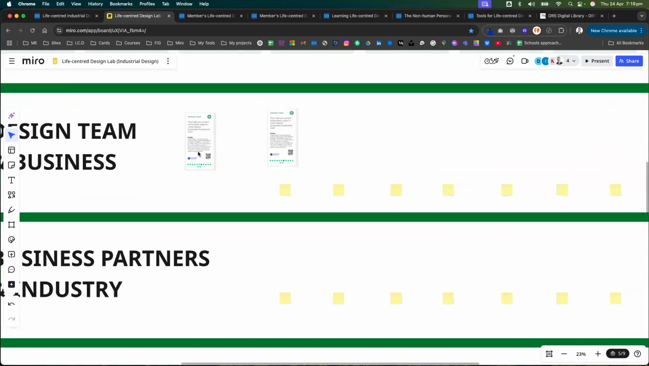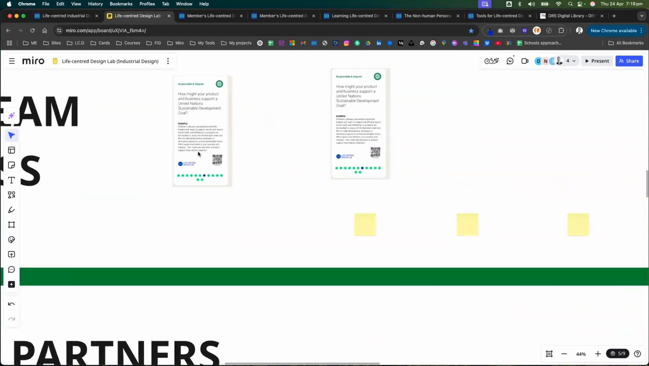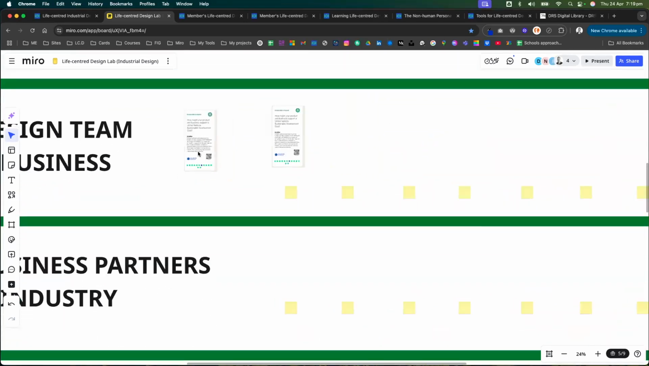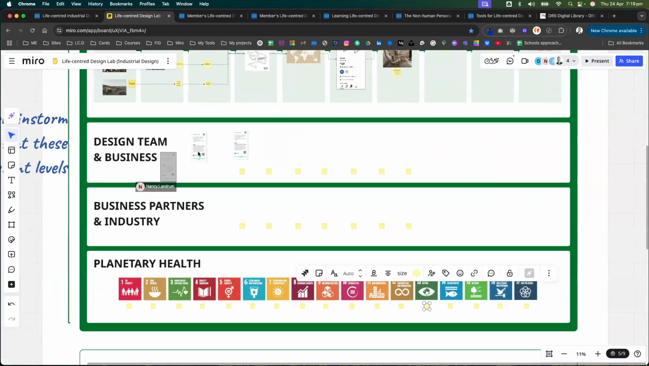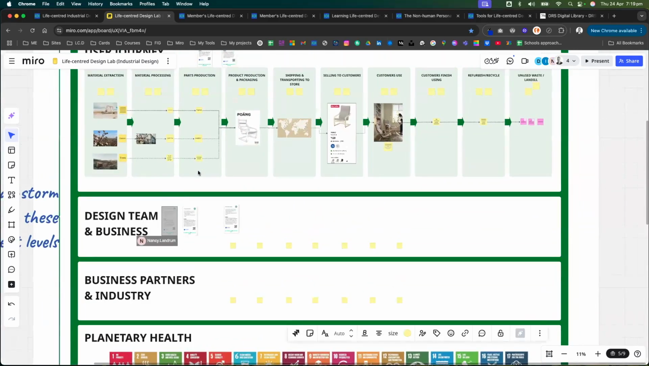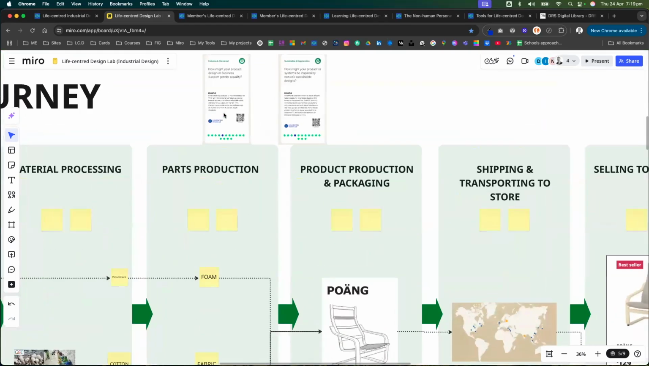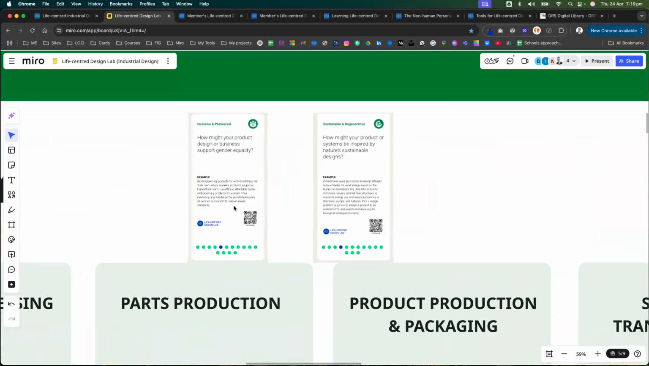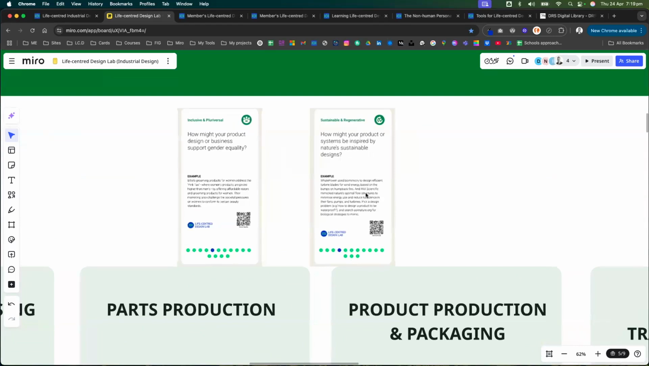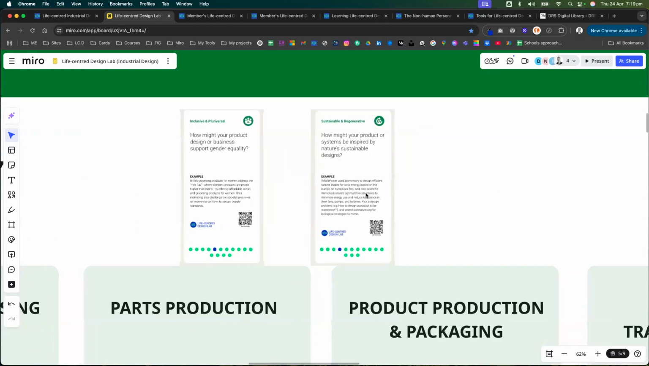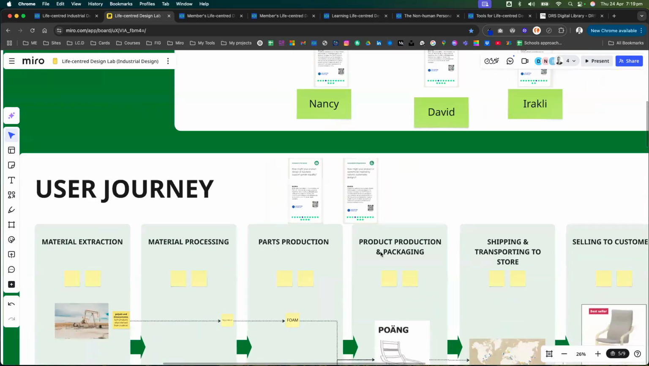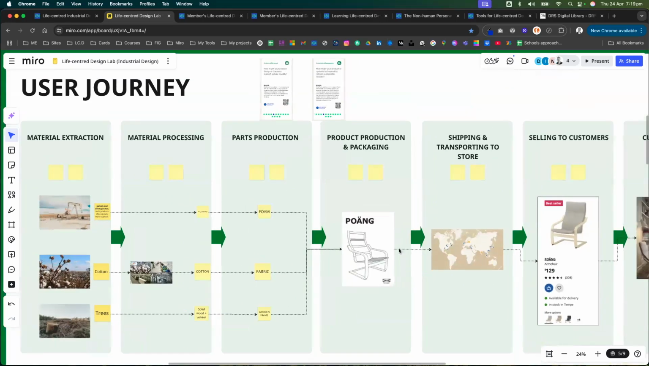And then have a read of the example of how the business could possibly support those using its resources. So I'm going to set the timer. Is everyone clear what they're going to do? Nancy? No, I'm sorry. I'm still not clear what I'm doing. Okay, so your card is: how might your product or systems be inspired by nature's sustainable designs? So that's something that you would do pretty much at the design level.